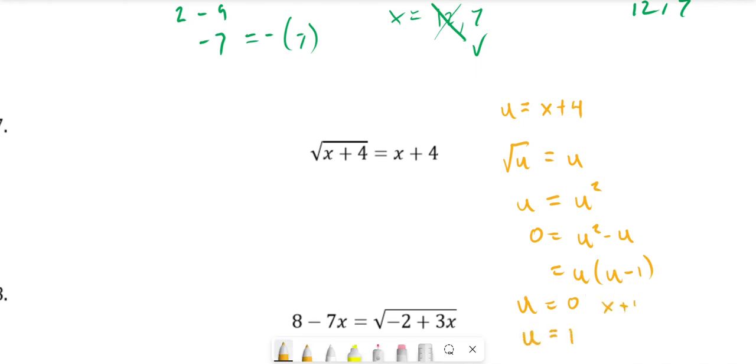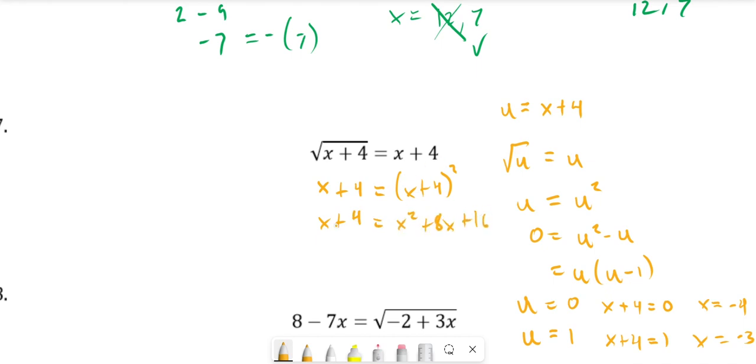Reversing our substitution, we get x plus 4 is equal to 0, which gives us a solution at x equals minus 4, and x plus 4 is equal to 1, which gives us a solution at x equals minus 3. Alternatively, we also could have simply squared both sides here, which would give us x plus 4 is equal to x plus 4 squared. Foiling this, we would get x squared plus 8x plus 16. Subtracting our x plus 4 term over, we would wind up with x squared plus 7x plus 12, which factors as x plus 4 times x plus 3, and gives us the same two roots in the end.